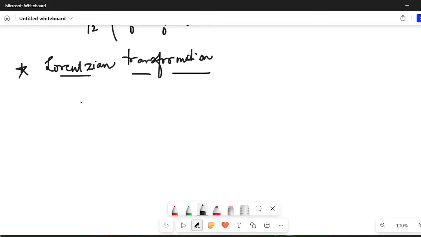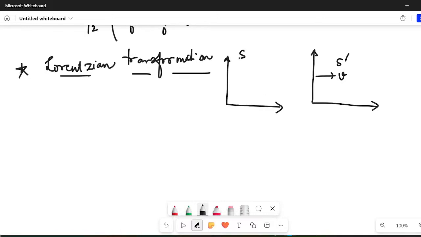So okay, we know that if a frame of reference is moving with velocity v with respect to another frame, let's say S, then in this particular frame, if I'm trying to find the coordinates x dash, y dash, z dash, and in fact t dash as well, what these values can be written in terms of the values in this particular frame, that is x, y, z, t, is given by Lorentzian transformation.